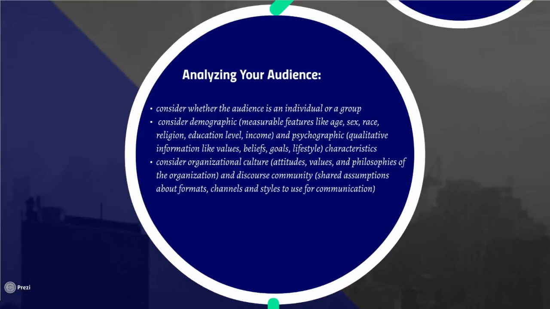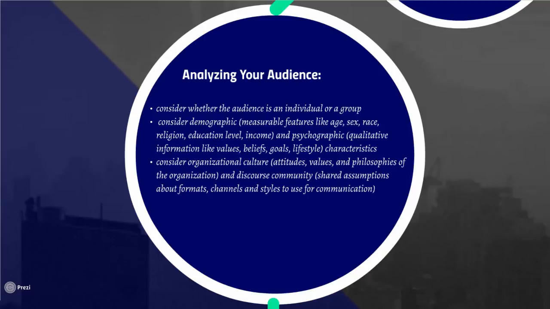To analyze our audience, to think about these things, once we've sort of figured out who our primary audience is, we want to consider whether the audience is an individual or a group, and then we're thinking about things like demographics and psychographic characteristics. So demographics are measurable features, sort of things based on fact or research, things like age, sex, race, religion, education, level of income. So those are all demographic characteristics. Psychographic characteristics, conversely, are information like the audience's values, beliefs, goals, lifestyle. So more maybe internal things.